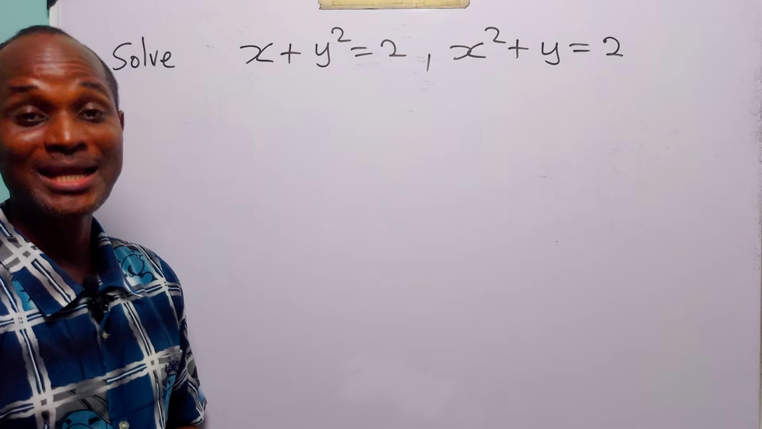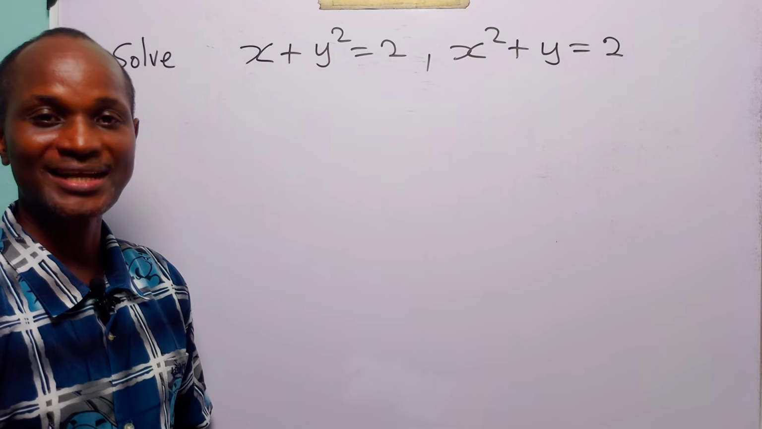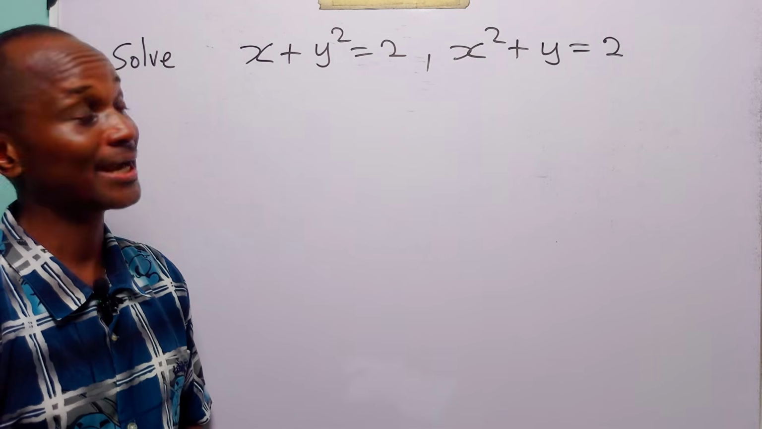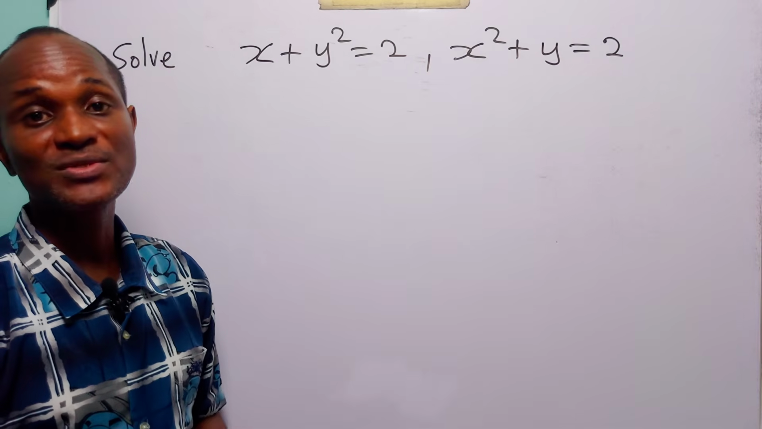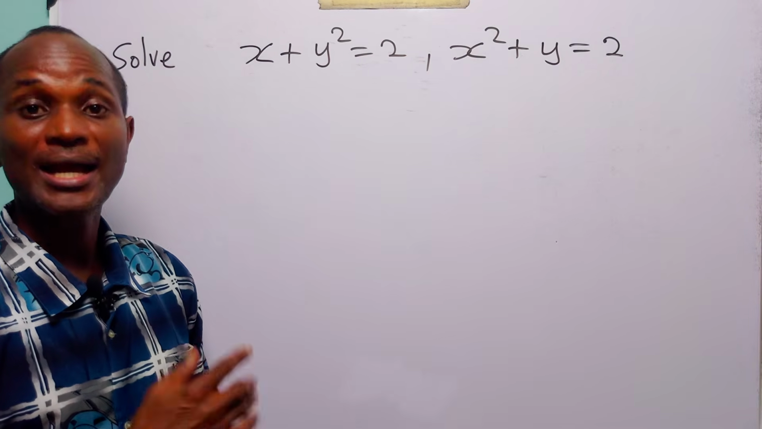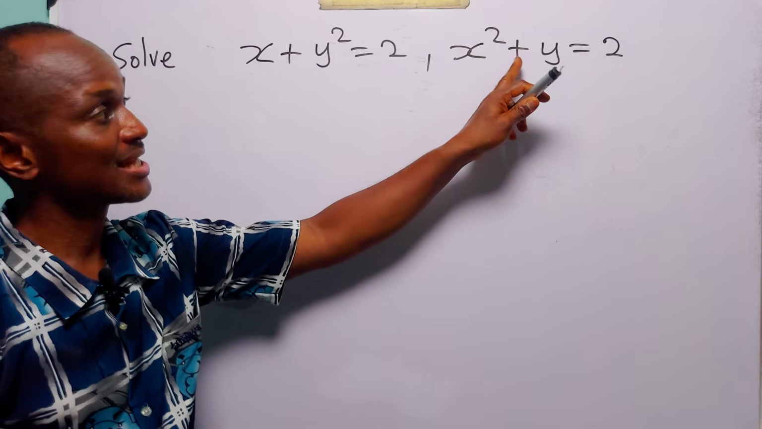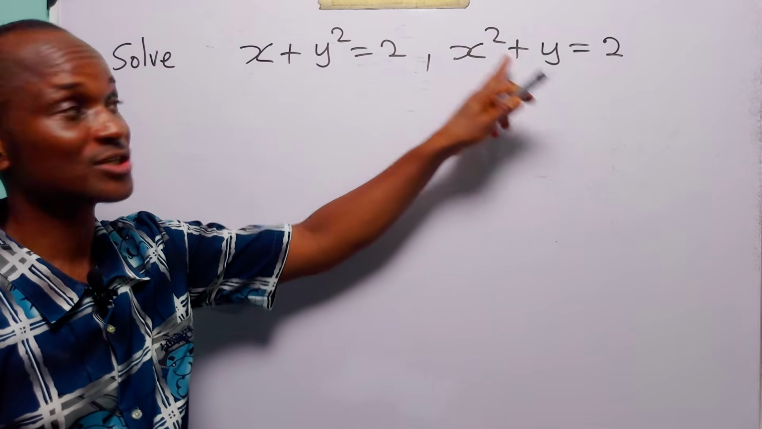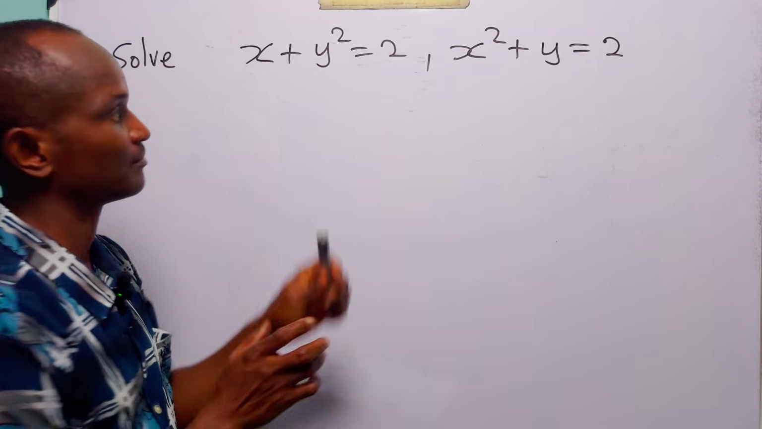Hello and welcome. In this math tutorial, our task is to find the real values of x and y that satisfy these two simultaneous equations. Now, to solve this problem, let us start by subtracting the second equation from the first equation.